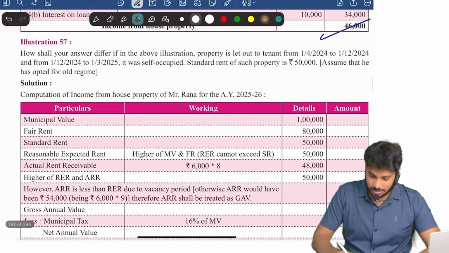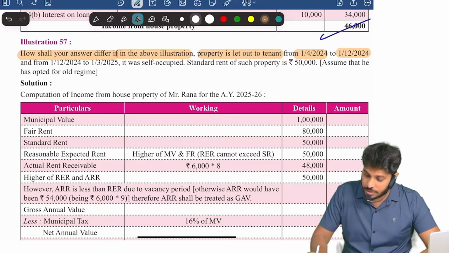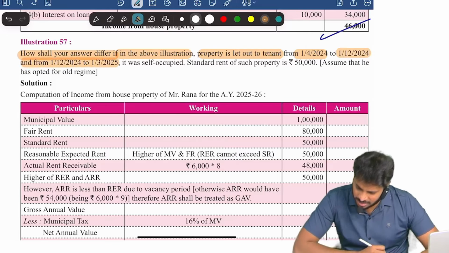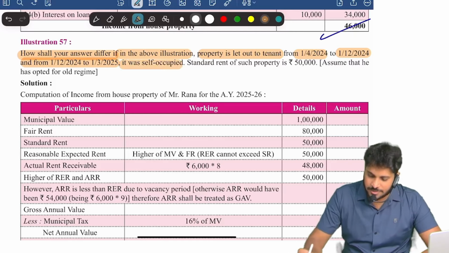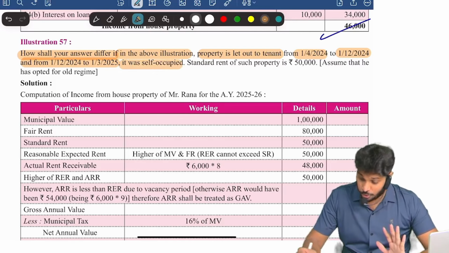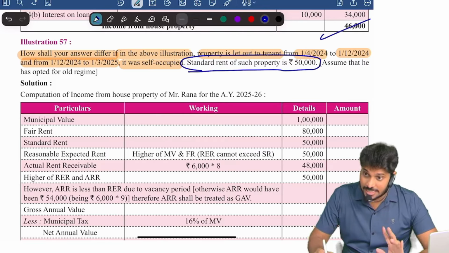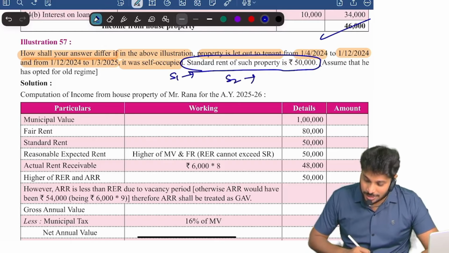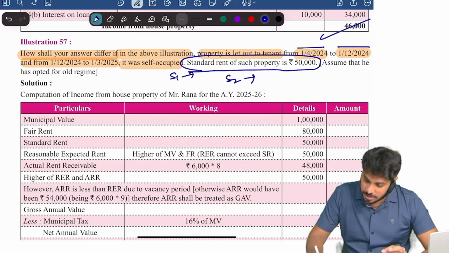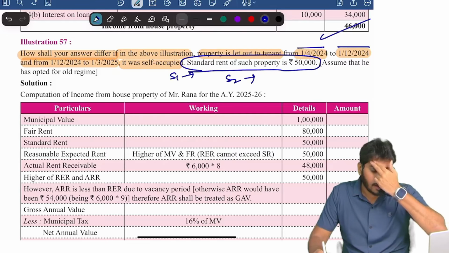Oh my god, so much is there. How shall your answer differ if in the above illustration the property is let out to a tenant from 1st April to 1st December, and from 1st December to 1st March it was self-occupied? Answer remains almost the same, no, because the rental amount changes. One more change is there: standard rent, let us assume 50,000. Then step 1 will be 50,000. Then step 2 you should see. And if you see 1st April to 1st December let out, it means 8 months it was let out.